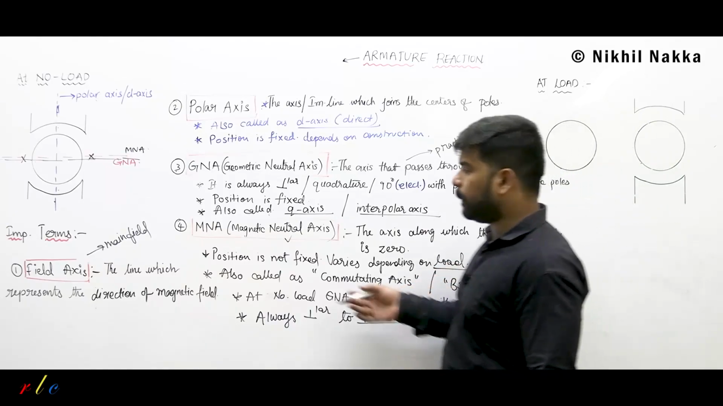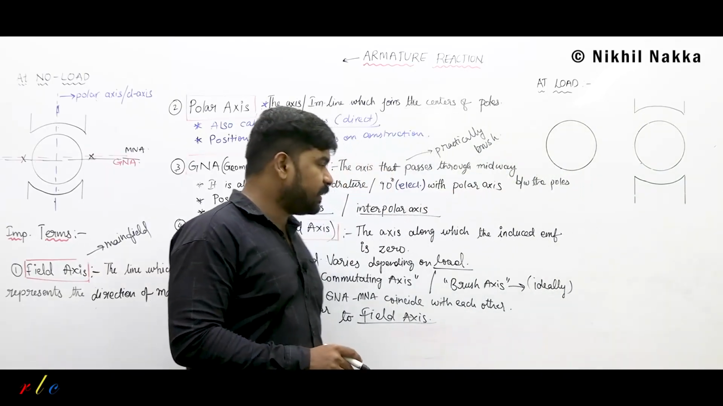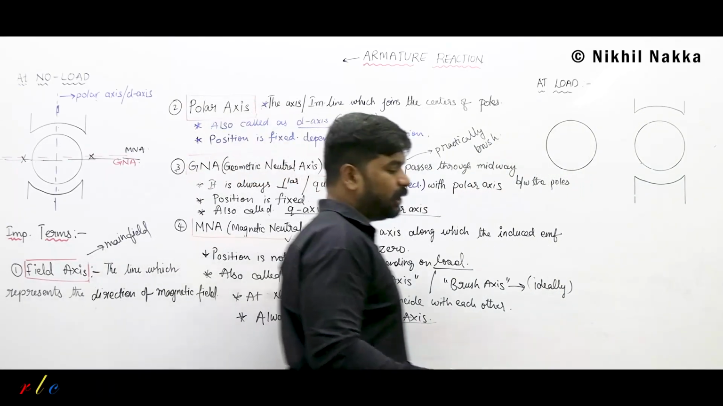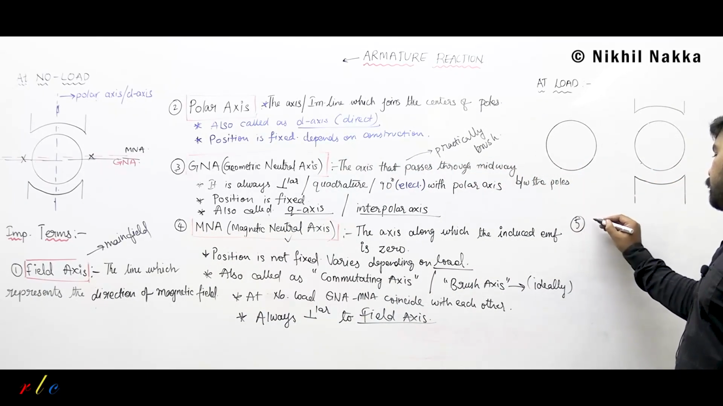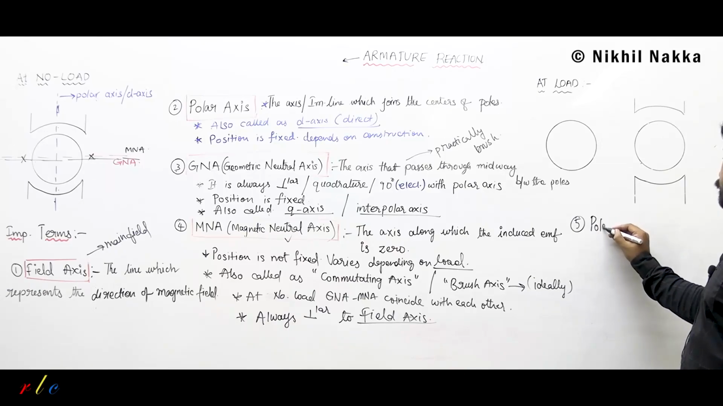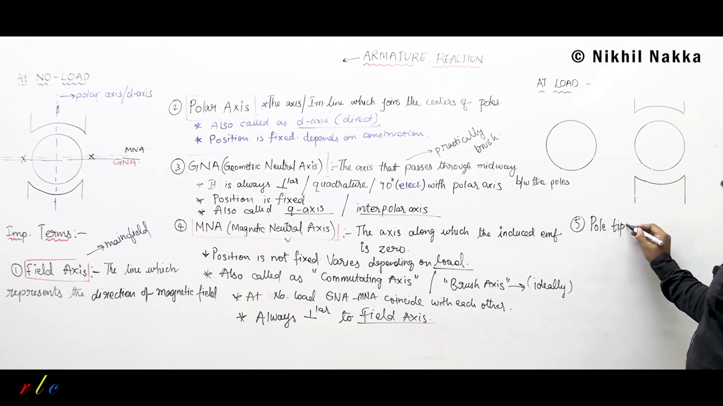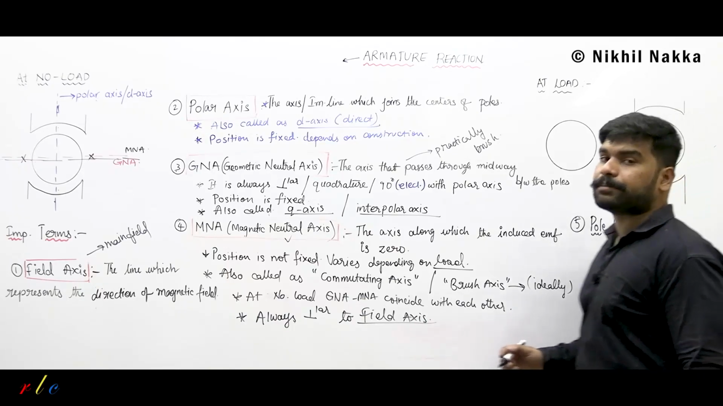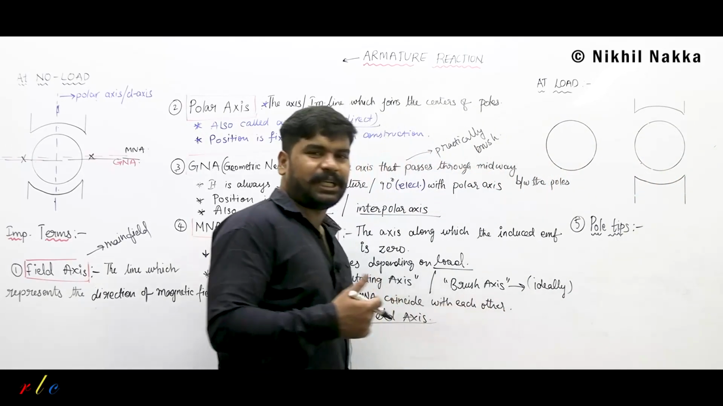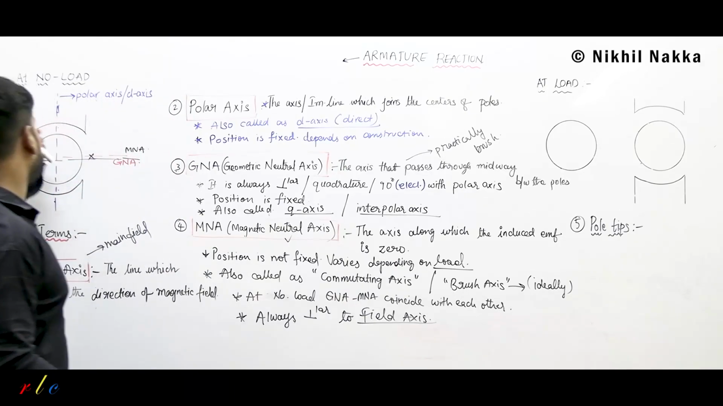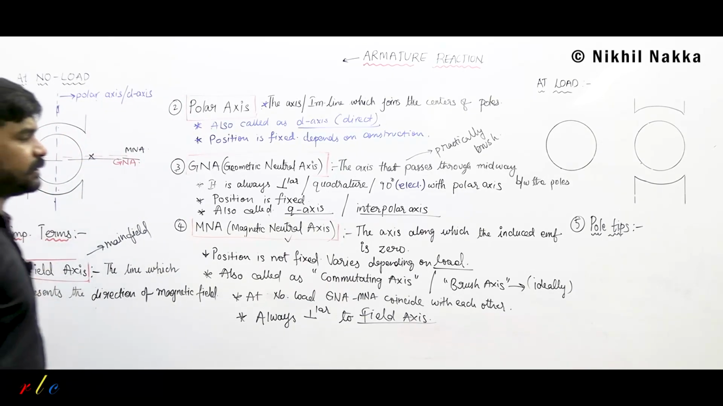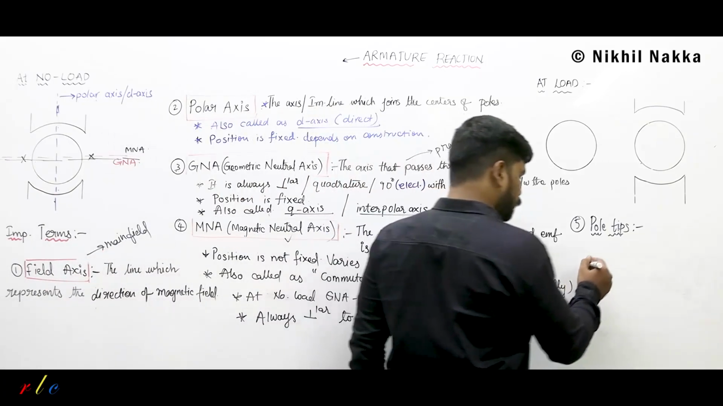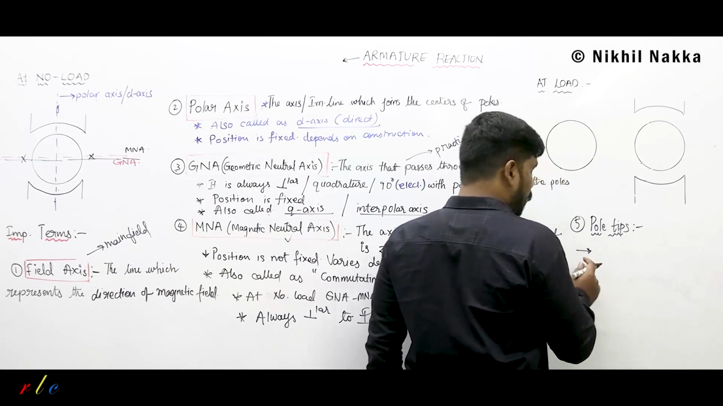Okay. Apart from these axes, there is another definition, that is pole tips. Write down, there is another terminology called pole tips. Fifth one, P-O-L-E, pole, T-I-P-S, tips. There are basically two types of pole tips. What do you mean by the tip of the pole? If you see, this is the pole, and this edge itself is the tip, isn't it? Yes. So how many tips are there?